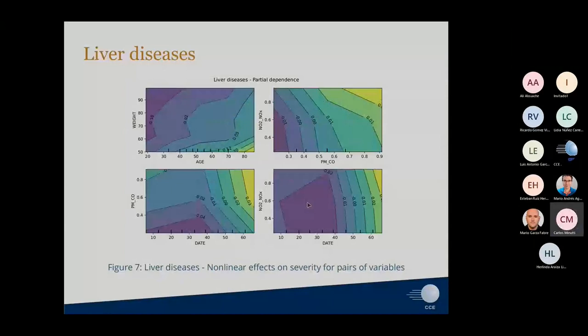For liver disease, it is different. The larger risk is related to small weight. And we can also find a small nonlinear relationship with the two pollutants, PM and NO2, and also with the date and PM.